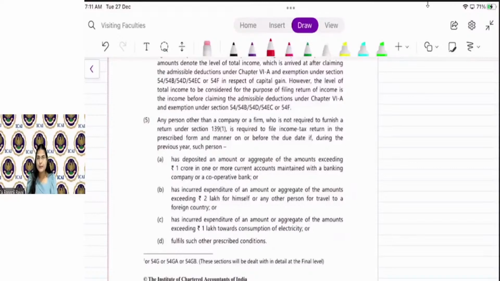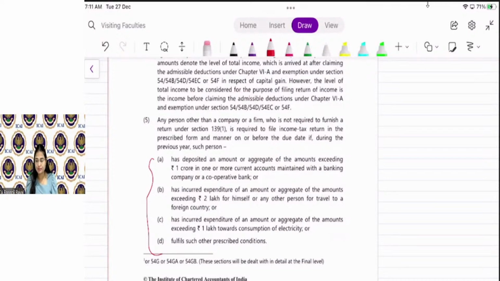So next is any person other than company or firm, that is individual, HUF, AOP, BOI, etc. If they are not required to file their return of income because their income is less than 2,50,000 or 3 lakh or 5 lakh respectively. But if they fall in the following criteria, that is, if they are fulfilling any condition of A to D, then they have to file their return of income compulsorily.